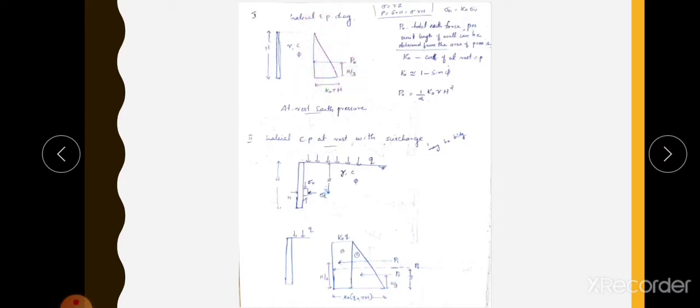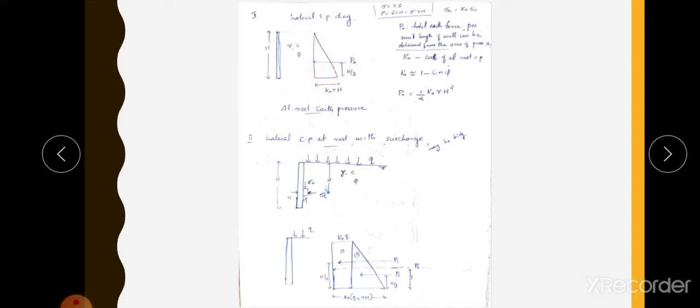Since the lateral earth pressure increases with the depth, the variation is triangular in form. At top it will be 0 and at the bottom it will be k naught into gamma into that height h. So this is the earth pressure diagram for this case, and if we want to find out the total earth pressure P naught per unit length of the wall, it can be obtained from the area of the pressure diagram.